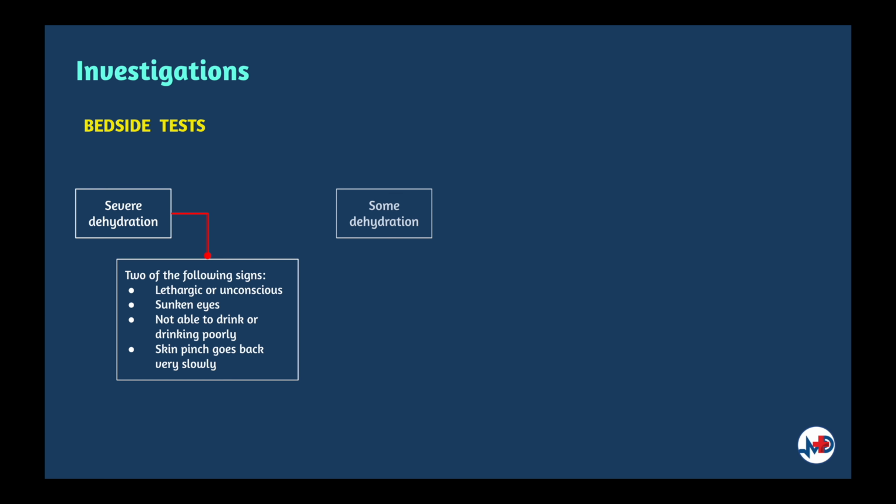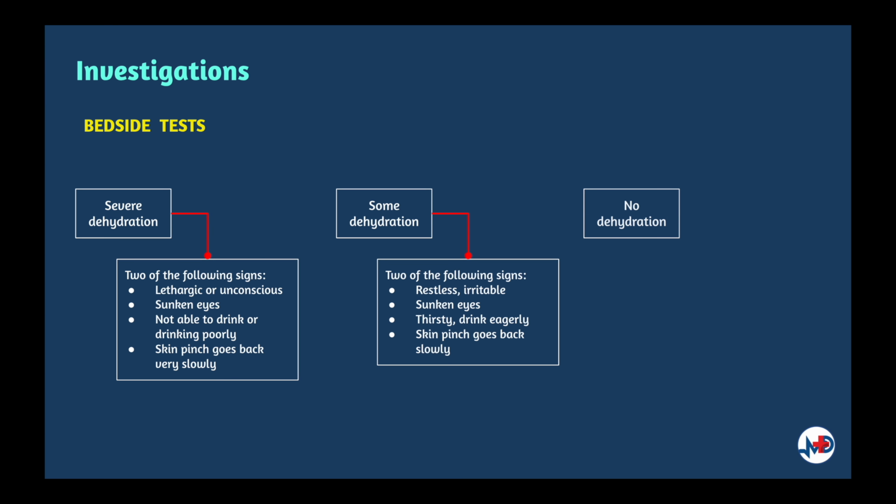Bedside investigations include assessment of the dehydration status depending on severity according to the table as shown. Workup for acute gastroenteritis should begin by using elements of the history and physical examination to determine the level of dehydration, whether it is severe, some, or no dehydration at all.